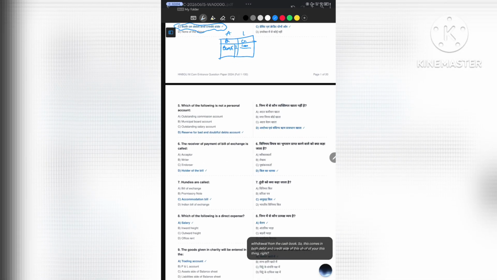Now next question is which of the following is not a personal account. Personal account means personal account, right? Outstanding commission account, that's not a personal account. Then a municipal board account, that's not a personal account, that's a public account. Next is outstanding salary account, that is also not personal because that salary is going to the employees and all that. Now reserve for bad debts account is a personal account because you have to pay this from your own pocket and all that. And these all are kind of a firm, like they have a collective kind of environment.